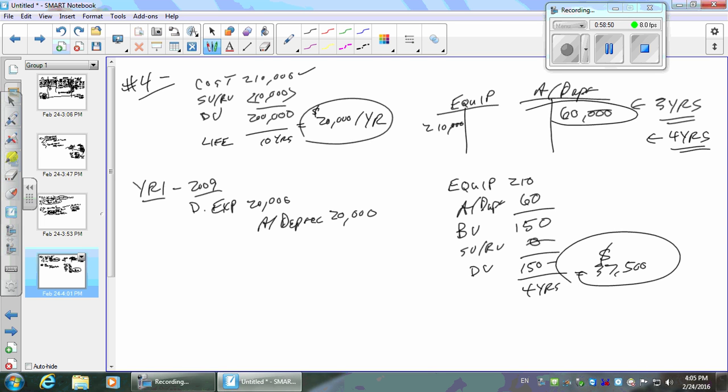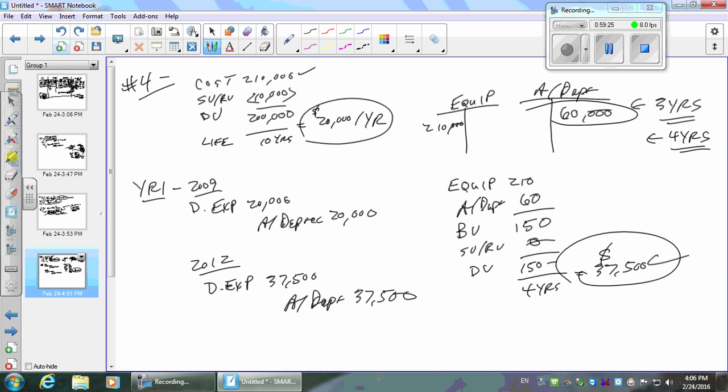Make the journal entry for 2012. What would that be? Now that's one of the new years down here, right? 37,500. Debit what? Depreciation expense. And credit? Accumulated depreciation. Not too bad? Once you know how to do depreciation, it's just not a big deal.